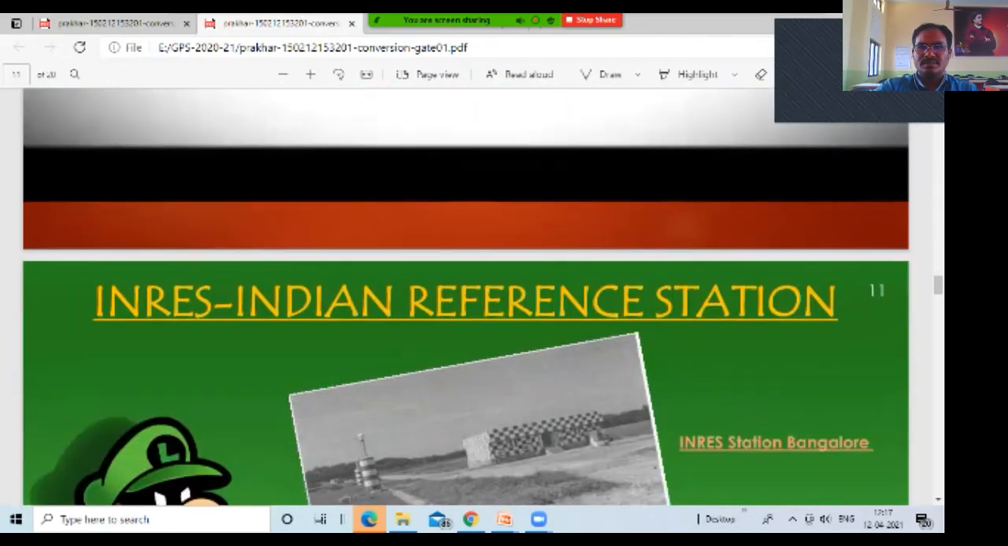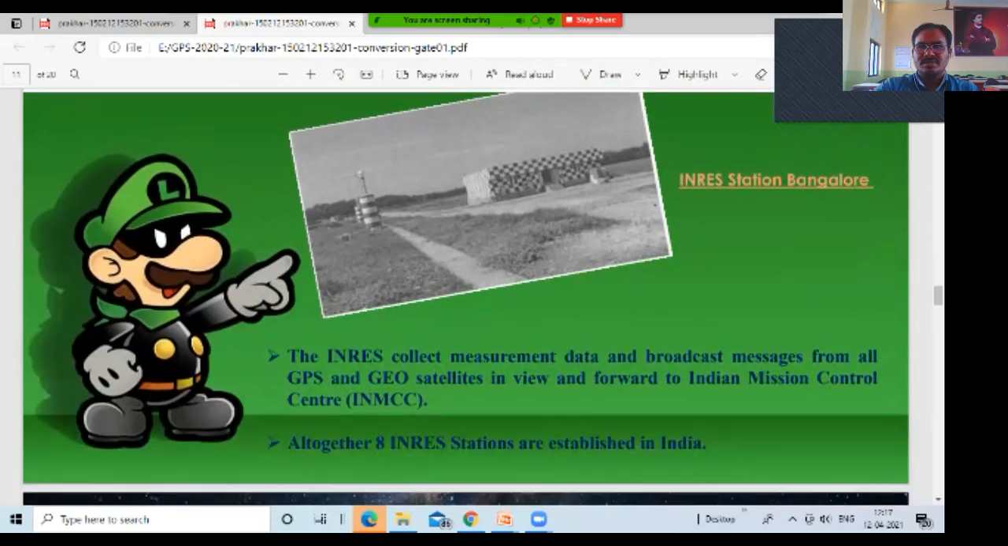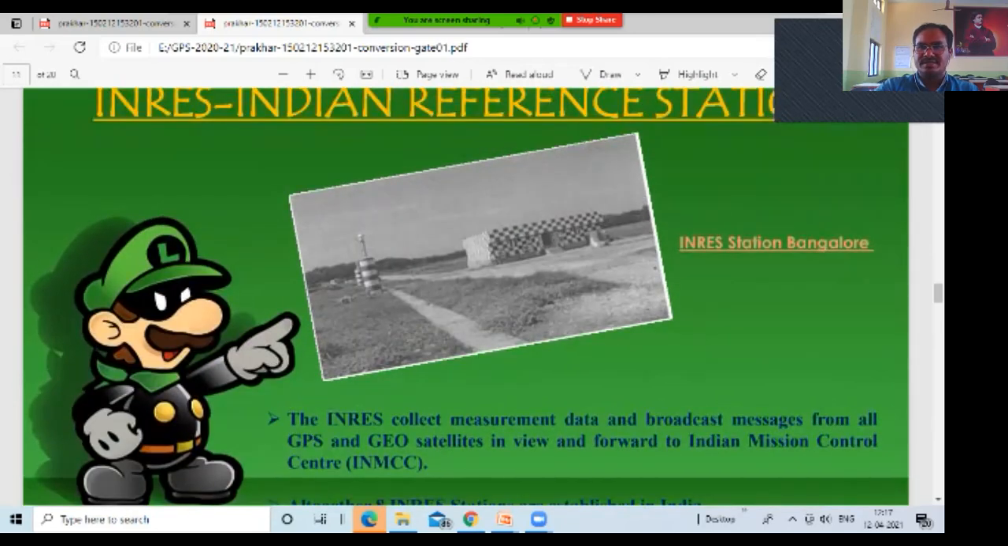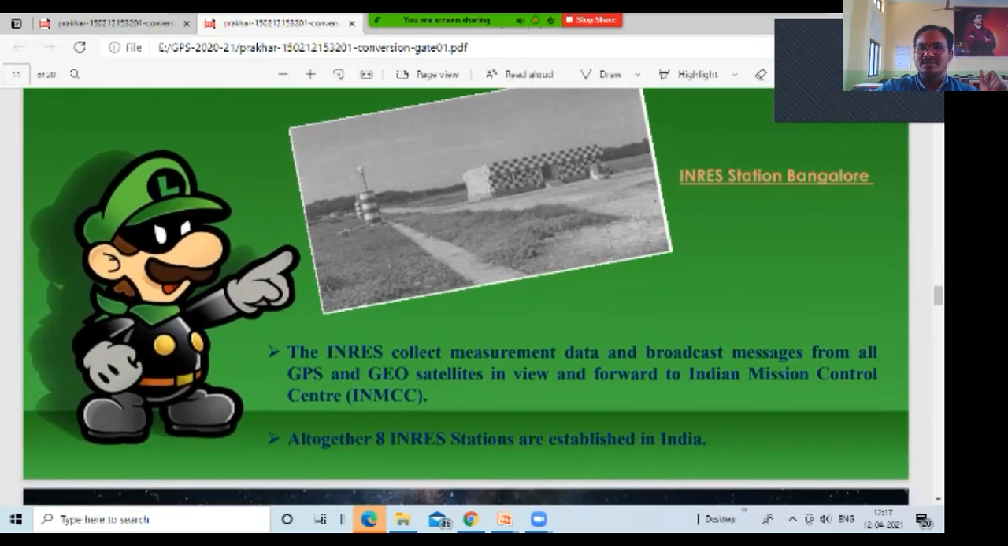So this is Gagan. This is INRES, Indian Reference Station. It is Bangalore, original image. It will collect the measurement data and broadcast messages from all the GPS and geosatellites in view and forward to the INMCC, that is Indian National Master Control Station. This is a part of the control segment. We have studied 3 segments for the GPS. So altogether, 8 INRS stations are established in India. And this is one which is located at Bangalore city.